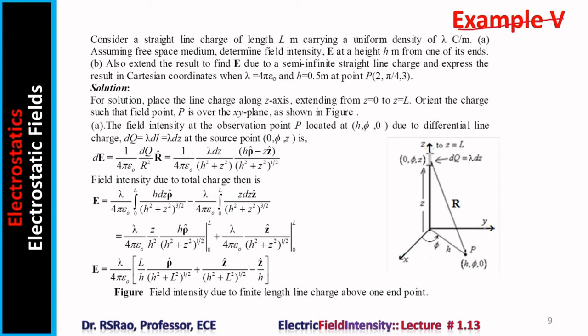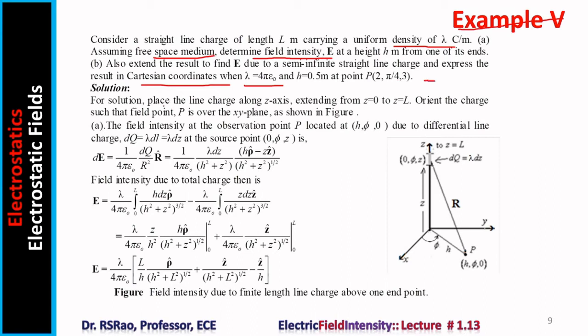Another problem, example 5. Consider a straight line charge of length L meter carrying a uniform charge density. Assuming free space medium, determine the field intensity E at a height h meter from one of its ends. Also extend the result to find E due to a semi-infinite straight line charge and express the result in Cartesian coordinates when lambda is 4 pi epsilon naught and h equal to 0.5 meter at point P (2, pi by 4, 3).